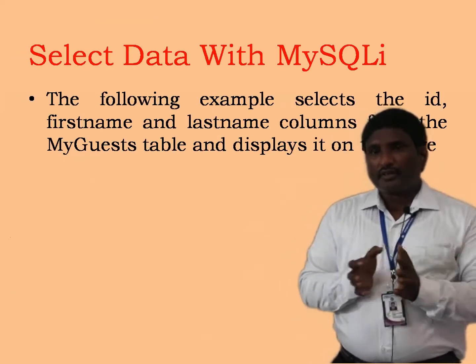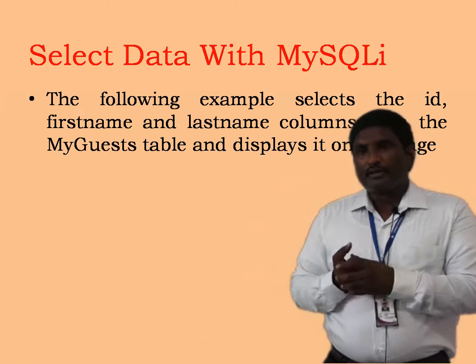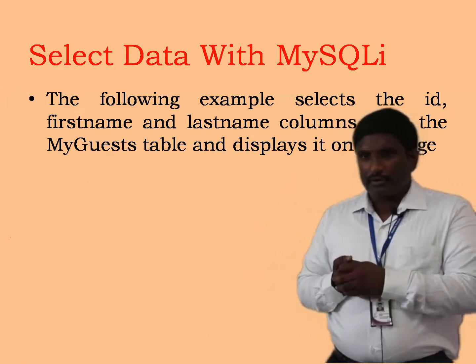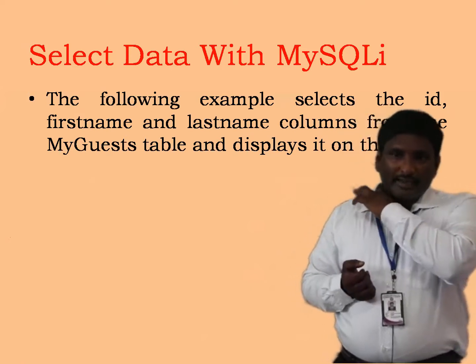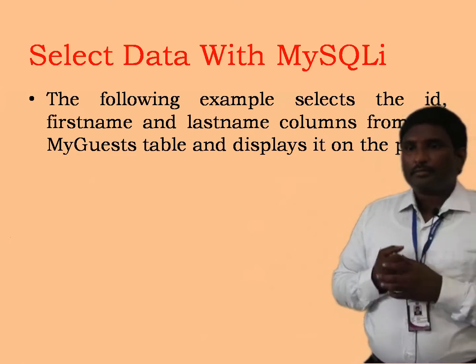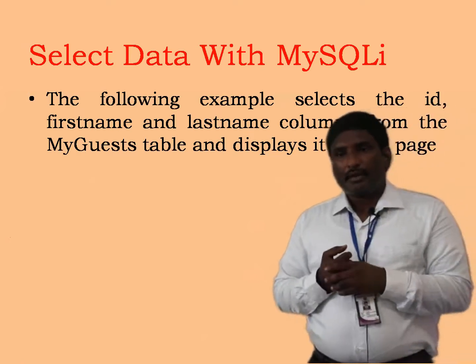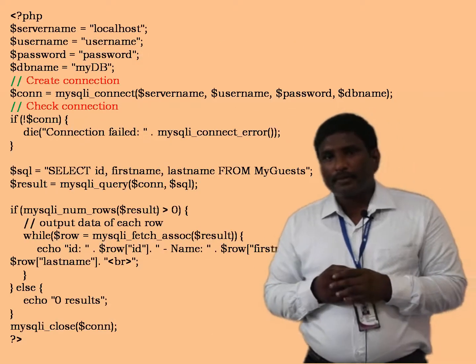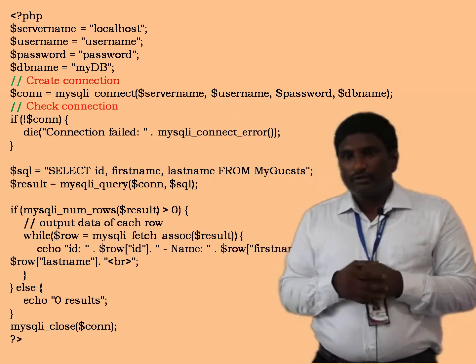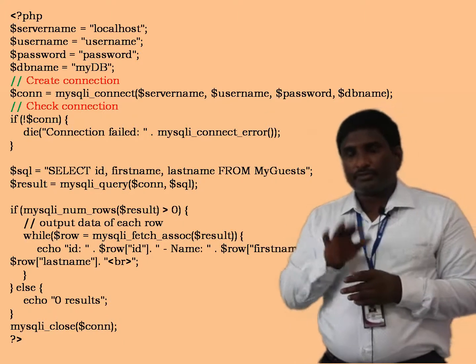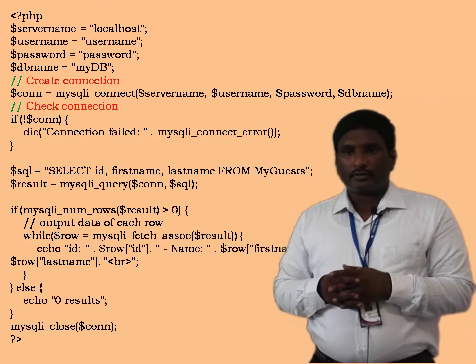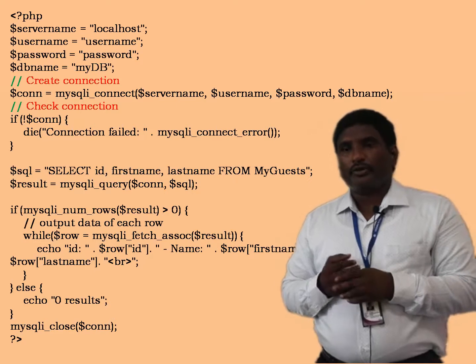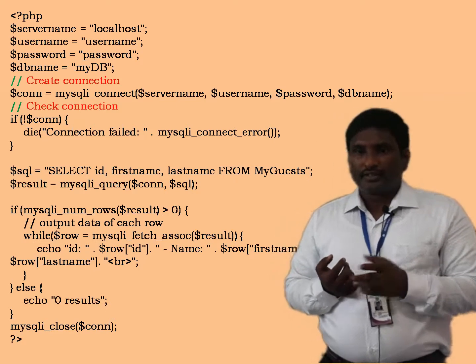So after inserting the values into the table, we need to select the data from the corresponding table. So this is the example. Select the ID, first name, last name columns from the my guest table and display onto the web page. So as usual, 4 variables are declared. I pass these 4 variables to the mysqli_connect function and check the connection.